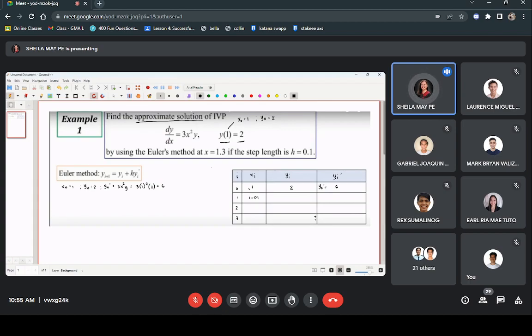Okay, since we have our x1 at 1.1, we need to find our y1, right? In finding our y1, class, we have this formula. That's y sub i plus 1 equals y sub i plus h y sub i prime. What happens, class, is that y sub i means its previous. What is the previous of y1? y0, right? Plus h, what is the previous of y sub i prime? That's y0 prime. Okay? Follow?